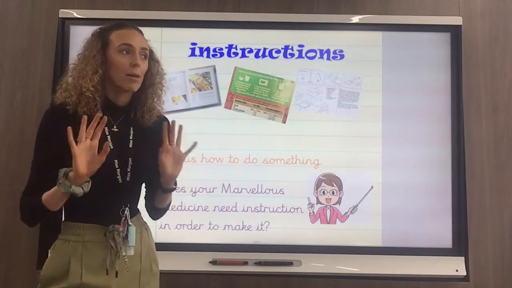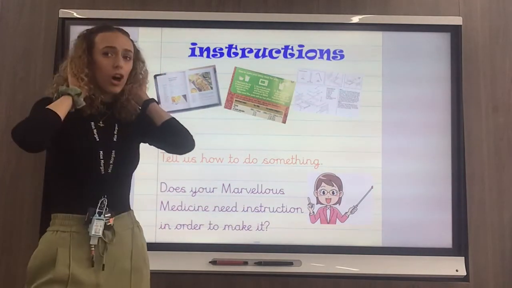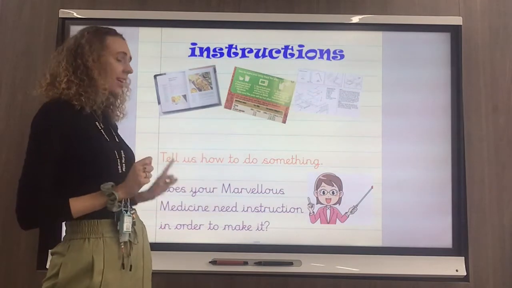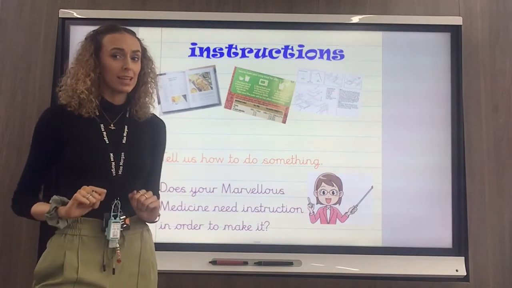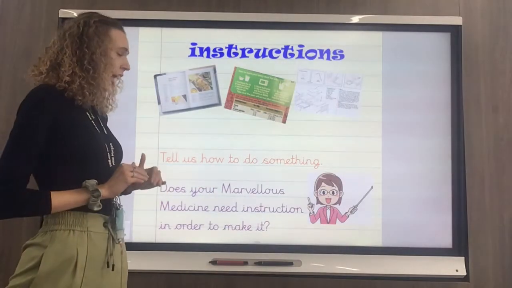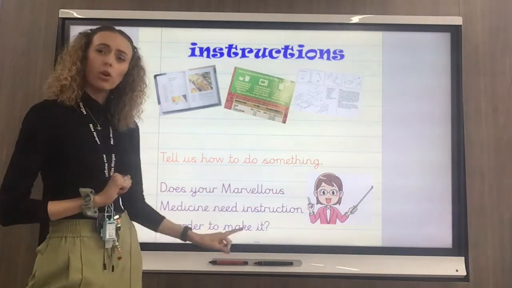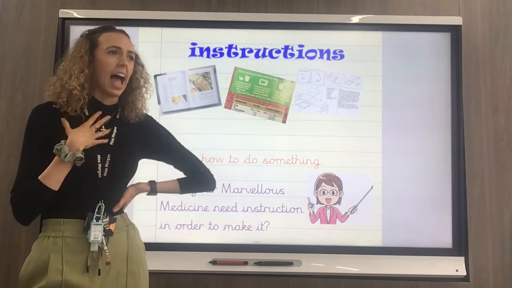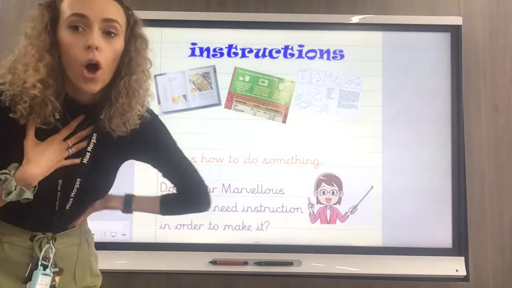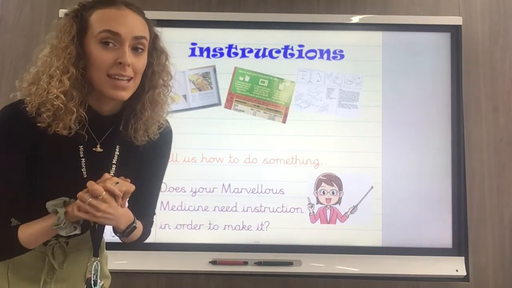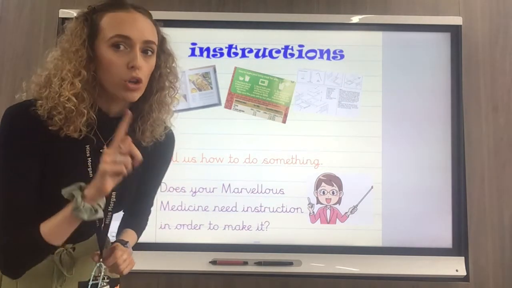Okay, Year 3. I'm sure you know what instructions are, but if you don't, make sure you are listening up now, because I'm going to tell you that instructions tell us how to do something. So like your teacher tells you how to do something, they tell you, okay? And I've got a question for you. Does your marvellous medicine need instructions in order to make it? Well, no, well, I've got ingredients and I know how to make my marvellous medicine. But what if somebody else wants to make your marvellous medicine? You are going to have to write them instructions to instruct them or tell them what to do.